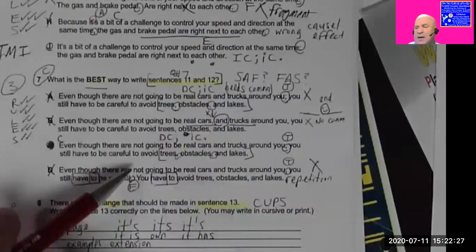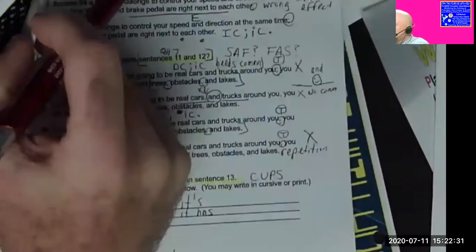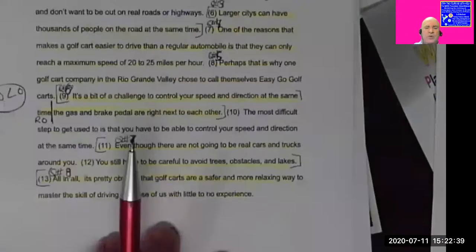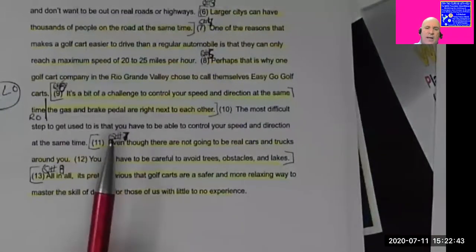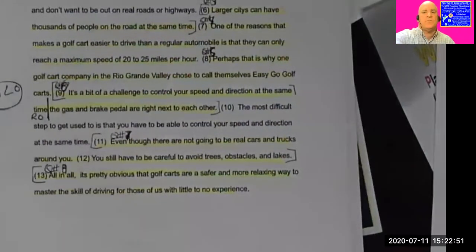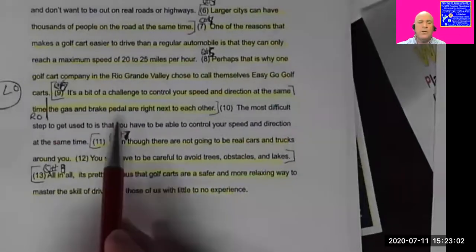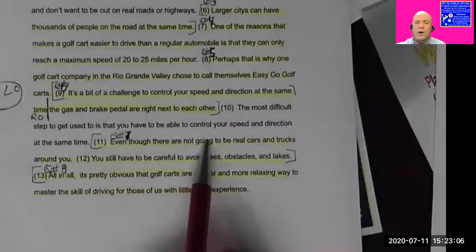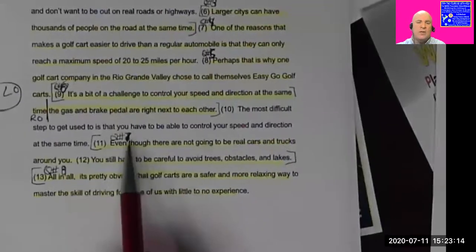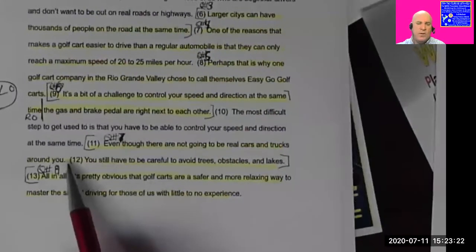Let's take a look at the sentences before we try to look at the answer choices. Sentence 11 and 12. Right. There they are. And as you can see, I've already read them and labeled them so that I can identify what the issue is with the sentences. 11. Capital, even though there are not going to be real cars and trucks around you, period. Even though is a little clue of a dependent clause that needs to be followed by a comma, not a period.